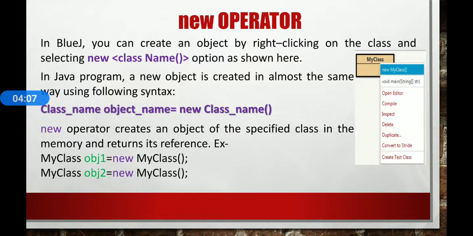For example, here two objects of MyClass are created using the new operator. The references of those objects are named by us. That's obj1 and obj2. Here, MyClass obj1 = new MyClass(), and MyClass obj2 = new MyClass(). It means obj1 and obj2 are two objects of MyClass.